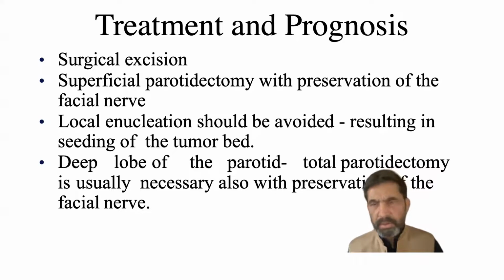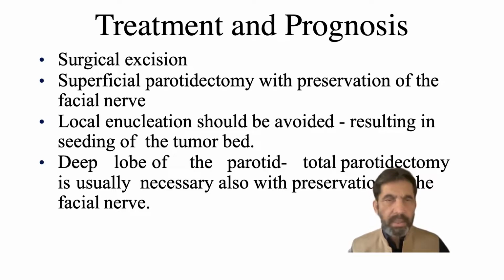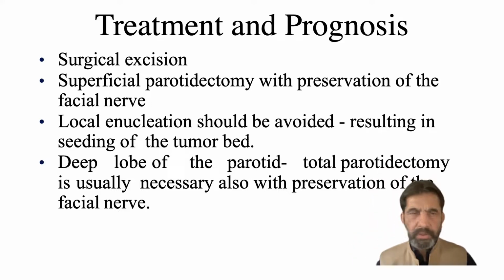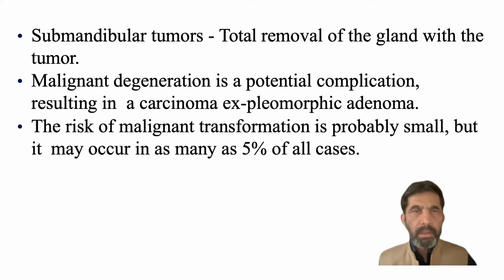The prognosis depends on the stages. The treatment is complete surgical removal, especially superficial parotidectomy with preservation of the facial nerve. It's very important. Local enucleation should be avoided, as it results in seeding of the tumor and recurrence. For deep lobe tumors of the parotid, total parotidectomy is usually necessary. Also, preservation of the facial nerve is very important. For submandibular tumor, total removal of the gland with the tumor.